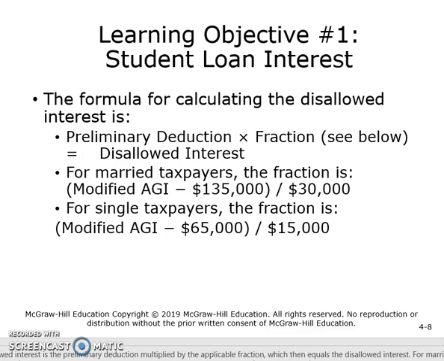So the formula for calculating the disallowed interest due to a high modified adjusted gross income is going to be the preliminary deduction, so whatever you would be allowed, times the fraction below will equal the disallowed amount of interest. So for married taxpayers that are filing jointly, the fraction will be the taxpayer's modified AGI minus 135,000, which is where the phase out starts, divided by 30,000, which is the phase out range of income. For single taxpayers, it'll be the taxpayer's modified AGI minus 65,000, which is where the phase out begins, divided by 15,000, which is the phase out range, since the student loan interest is not deductible after $80,000 for single taxpayers.